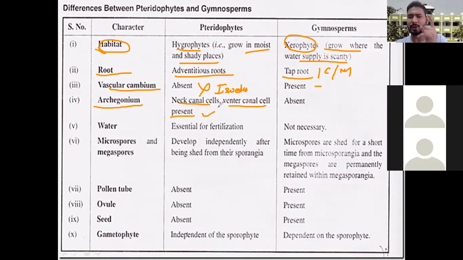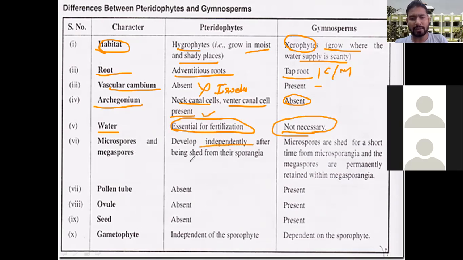Archegonia are found in pteridophytes, because I told you pteridophytes are the last group having antheridia. Here, in gymnosperms, archegonium is absent in most, present in some. Water is essential for fertilization in pteridophytes because of the multiflagellate antherozoids. Here it is not necessary, no need of water, because pollination is by wind.